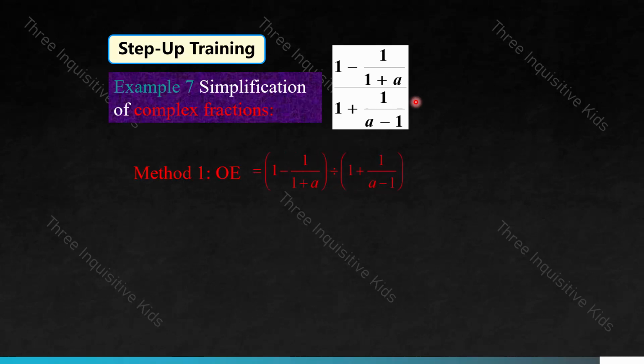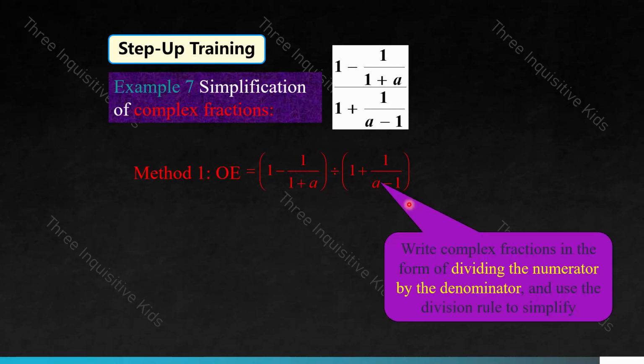Here's the first method you can solve this with. The original expression is equal to 1 minus 1 over 1 plus a, divided by 1 plus 1 minus a minus 1. So what we did here was, instead of putting it in fraction form, we turned it into the division between two fractional expressions. So when we write the complex fraction in the form of dividing the numerator by the denominator, we can then just apply the division rule of fractional expressions. Our final answer would be a minus 1 over a plus 1.